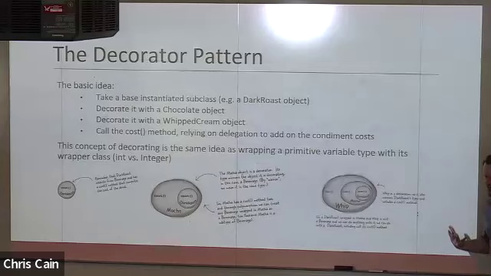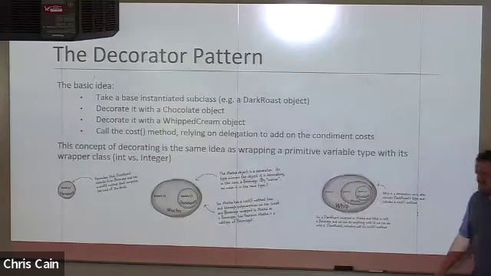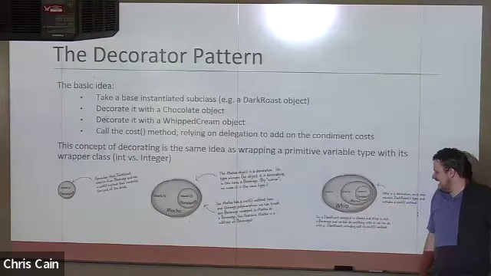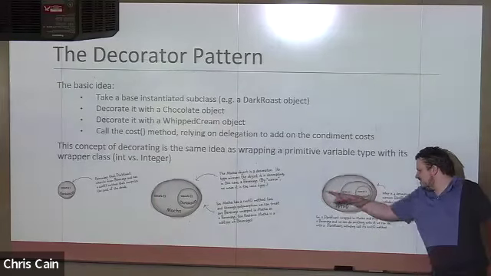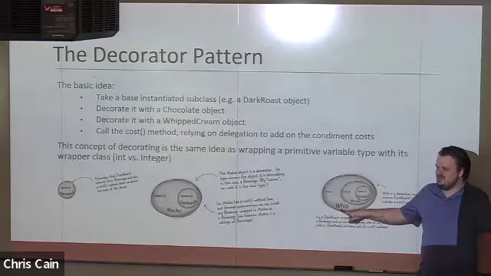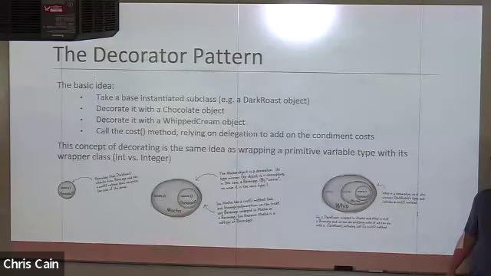This can extend arbitrarily large. So now we have a dark roast wrapped with a mocha wrapped with a whip. A dark roast with chocolate and whipped cream has an arbitrarily long cost chain to calculate the total cost of this drink. So this drink now would be a whip. Inside of that whip is a mocha, inside of that mocha is a dark roast. And we can calculate the total cost that way.